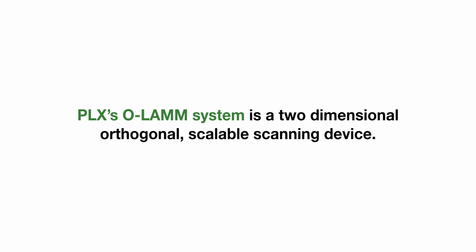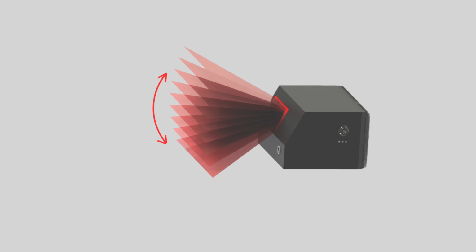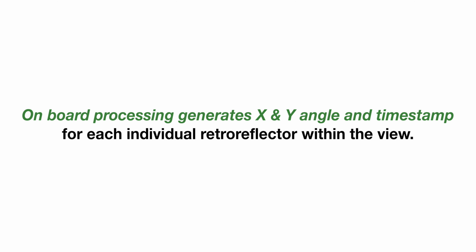The monolithic structure technology we use in both the tracking laser rangefinder and the O-LAMM. The O-LAMM is an orthogonal laser metrology device. Essentially, this is a device that scans a laser fan in a volume. So it's continuously scanning. Whenever it encounters a retroreflector, the retroreflector reflects a pulse of light back to the device. The device can then determine the angle of that reflector in both the X and Y plane.